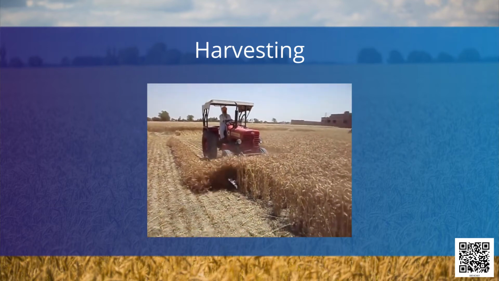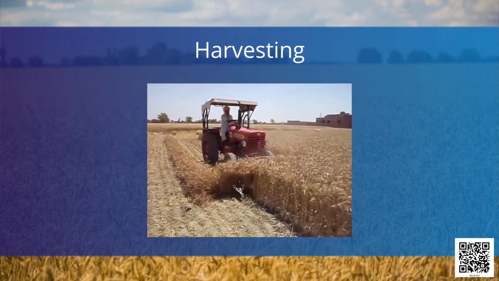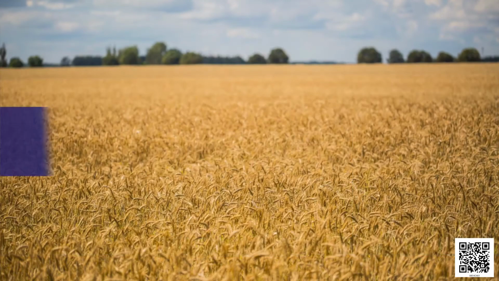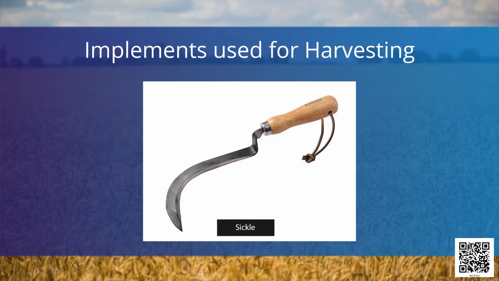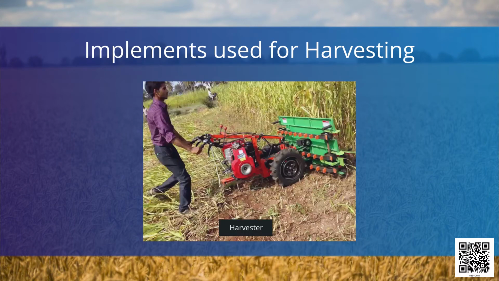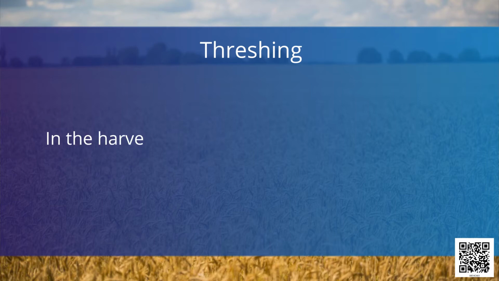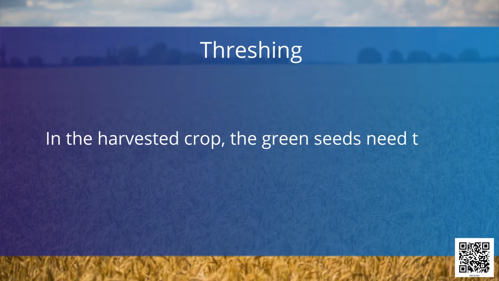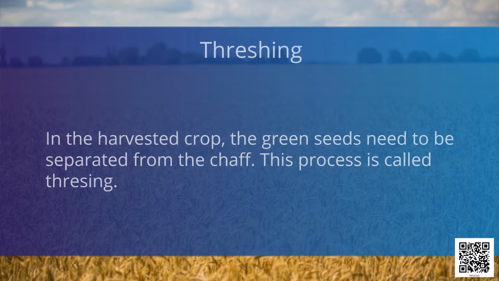It usually takes 3 to 4 months for a cereal crop to mature. Now, let us know which implements are used for harvesting of crop. Usually, a sickle is used for harvesting, but nowadays a machine called harvester is used for harvesting. Threshing. In the harvested crop, the grain seeds need to be separated from the chaff. This process is called threshing.